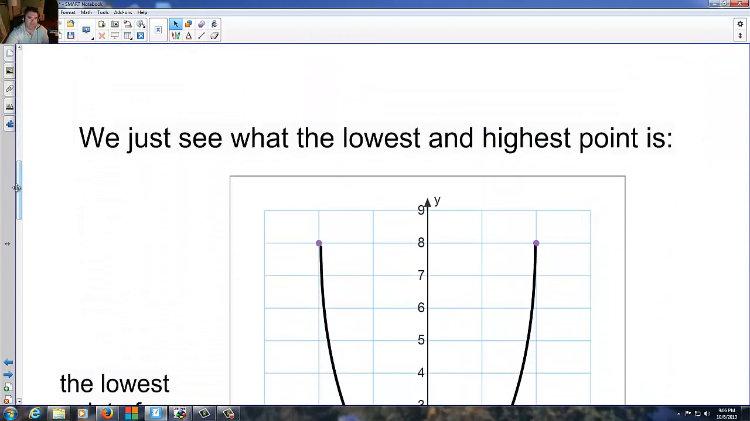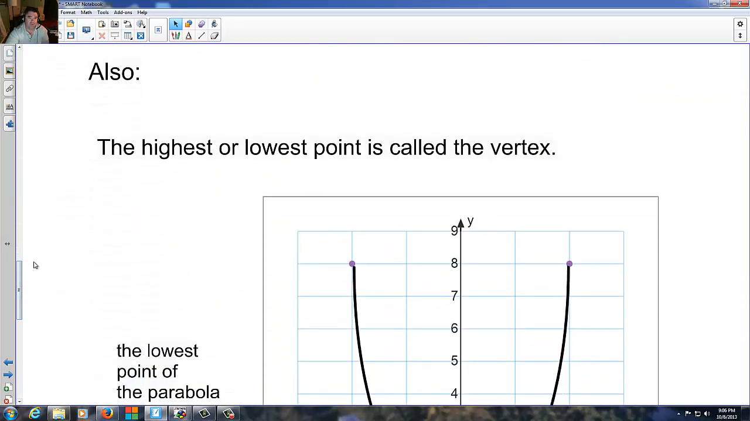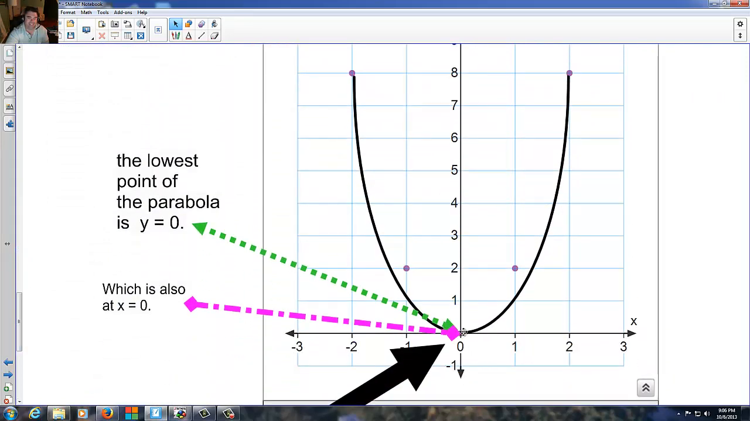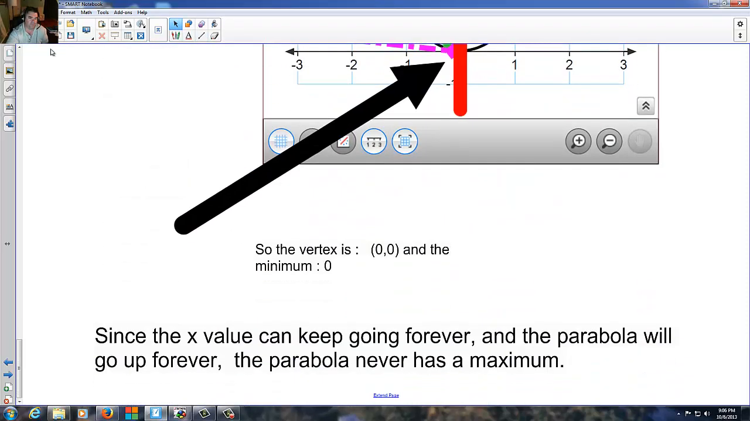We see the highest and lowest point we talked about. The lowest point of the parabola is 0 because of the way it's set up, so the minimum is 0. The highest or lowest point is called the vertex. So this point at 0, 0 for this particular equation is the bottom, and therefore that is the vertex, or the middle point. Notice that if I draw this line down, it splits the parabola right in two. So this spot that makes the split is called the vertex, and it's basically the dividing line between both reflections.